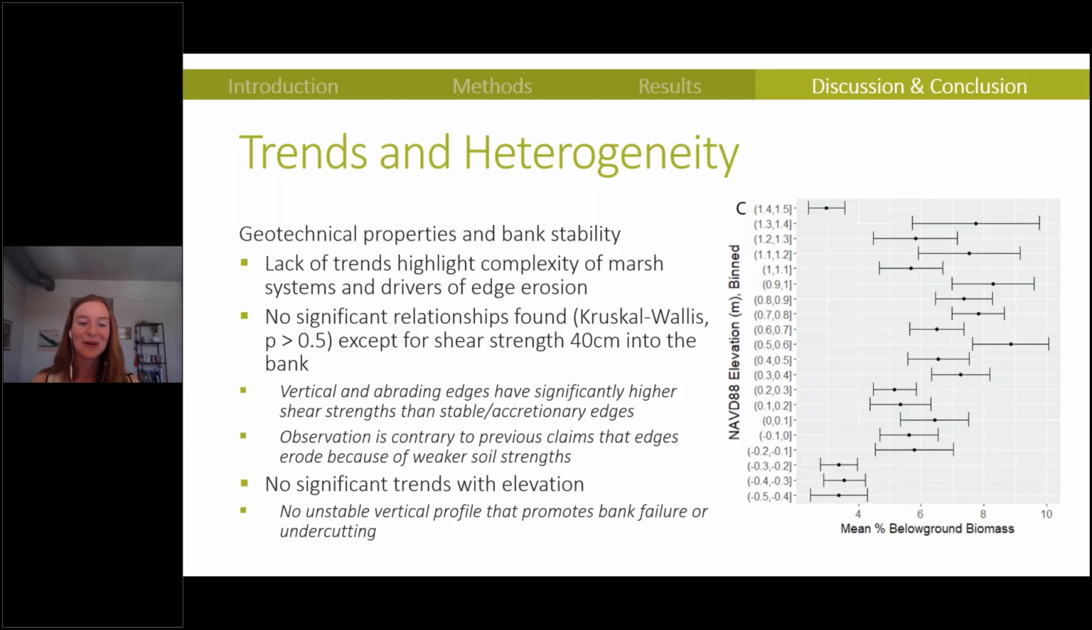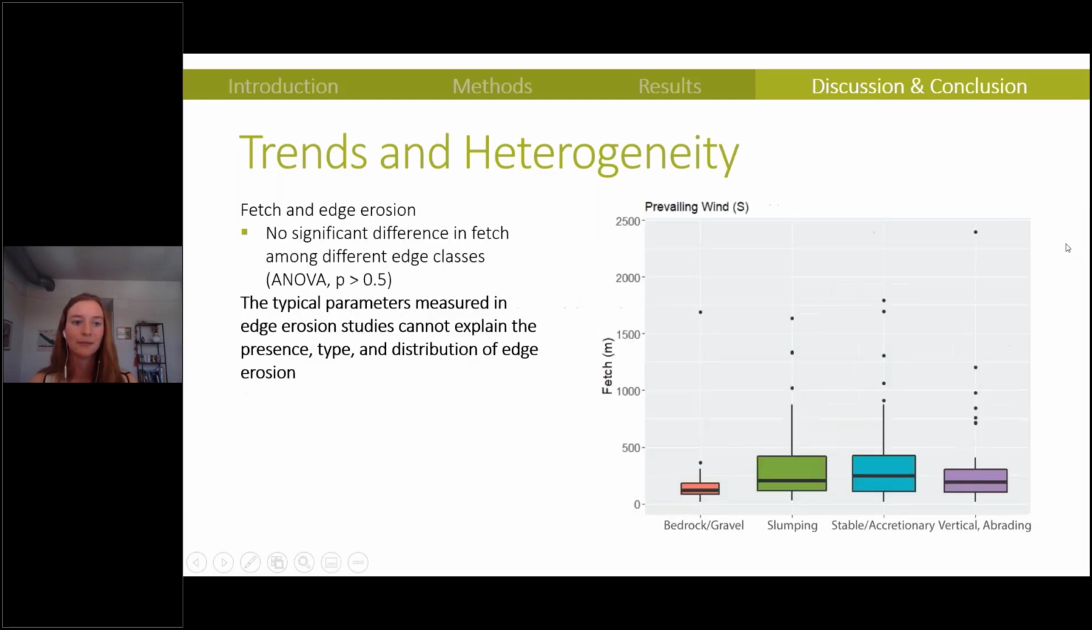So basically, we couldn't replicate or see trends that previous studies have found, but the study that we conducted was so much bigger. It was the scale of the whole marsh, while previous studies looked at a few sites or did idealized modeling studies. So it was really interesting and unexpected that we didn't see any trends, but this just shows how complex the marsh is, how heterogeneous it is, and how much noise there is in the data.